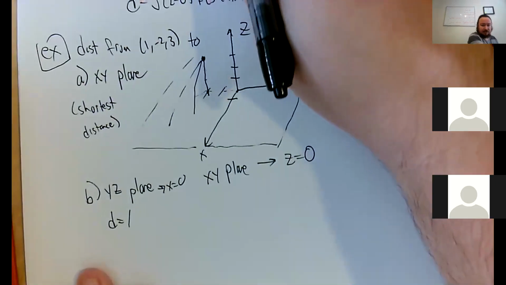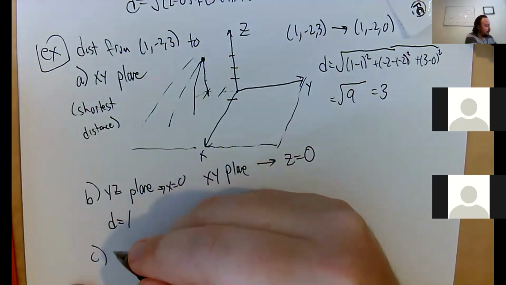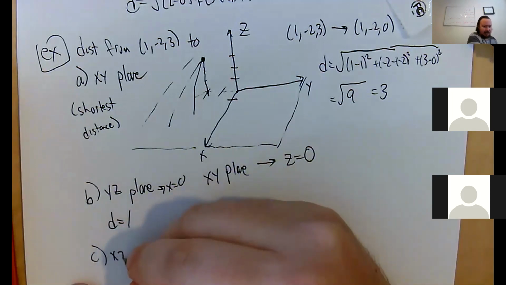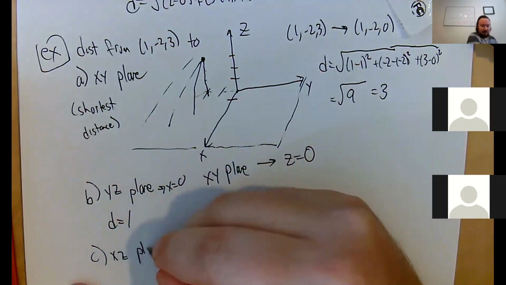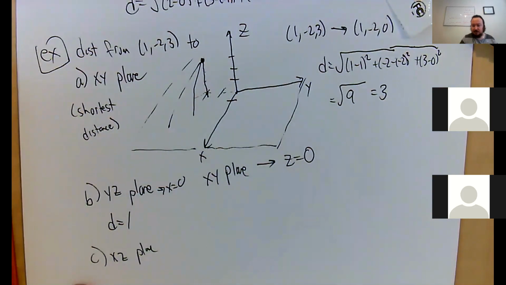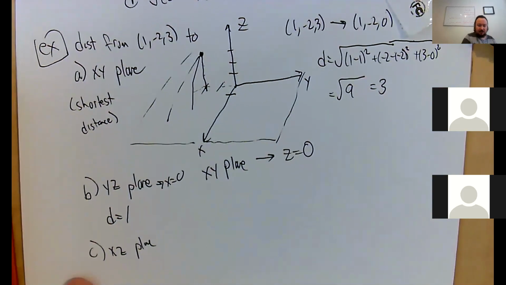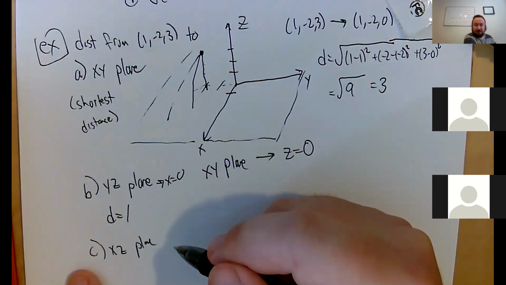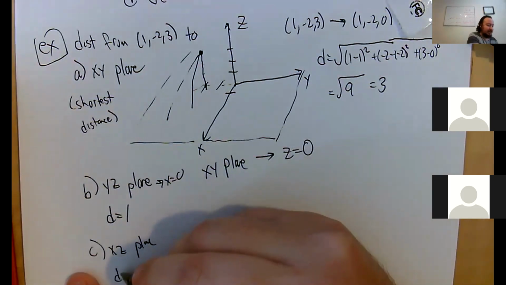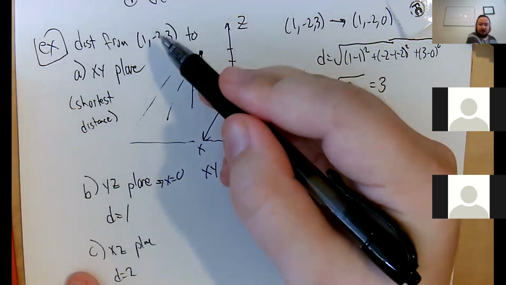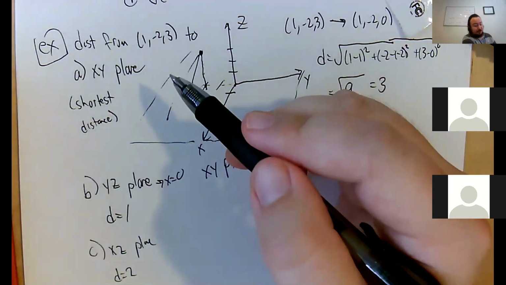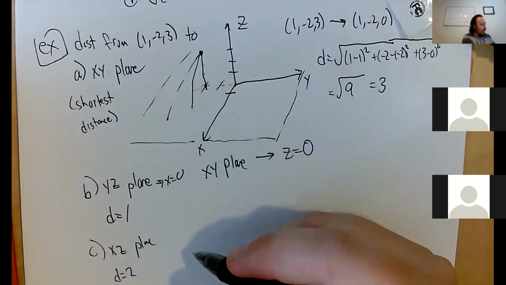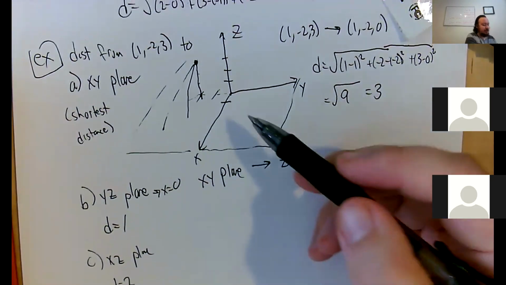All right, and then in pretty much exactly the same way, why don't we do this one real quick? Why don't we take a look at the xz plane? So the xz plane, what's that distance going to be? That's right. It's going to be 2 because I need to go from -2 to 0, and that's a distance of 2.